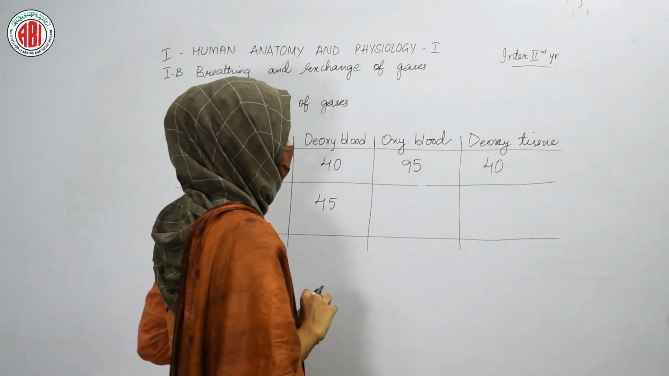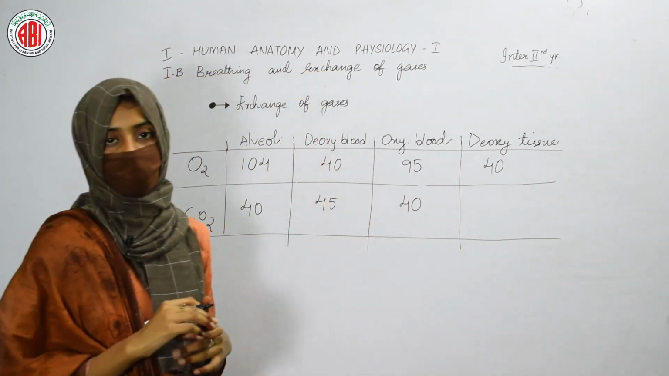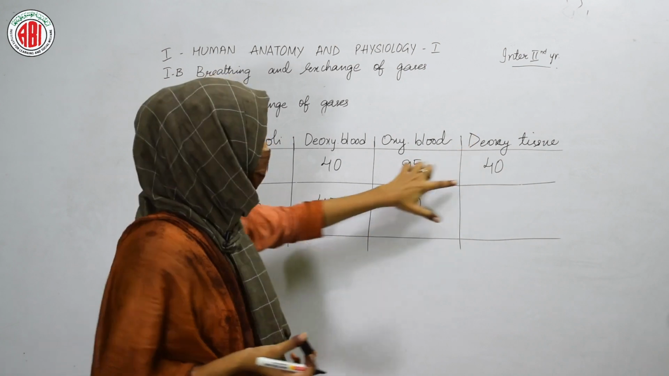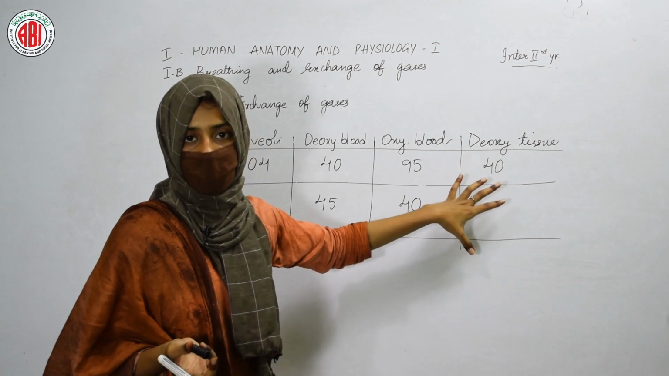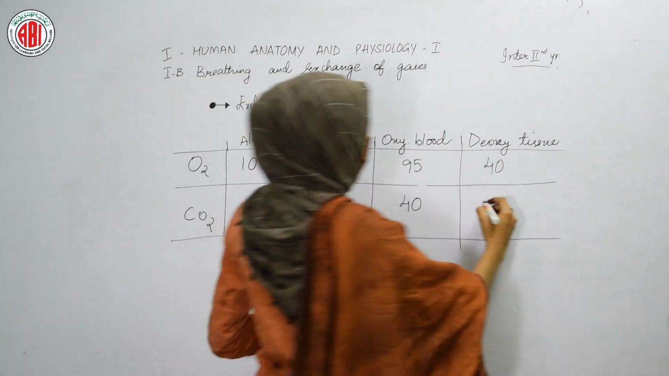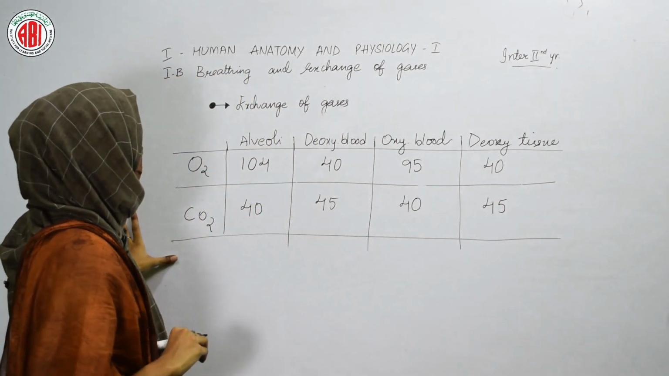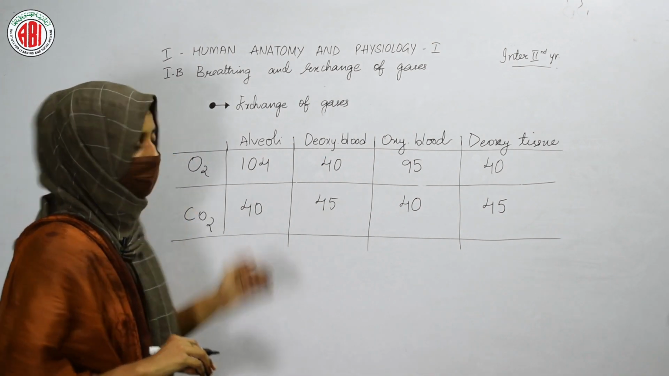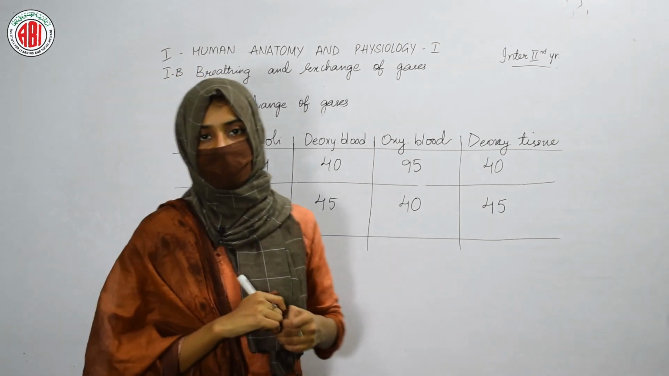But when you see the oxygenated blood, then the minimum partial pressure, the low concentration of carbon dioxide, is found, that is 40. In the deoxygenated tissues, again the minimum partial pressure of oxygen is present. So the opposite thing is going to happen here: where there is minimum partial pressure of oxygen, there will be maximum partial pressure of carbon dioxide. So, in this way, the different partial pressures of the different gases can be seen during the gaseous exchange process in our life process, that is respiration.